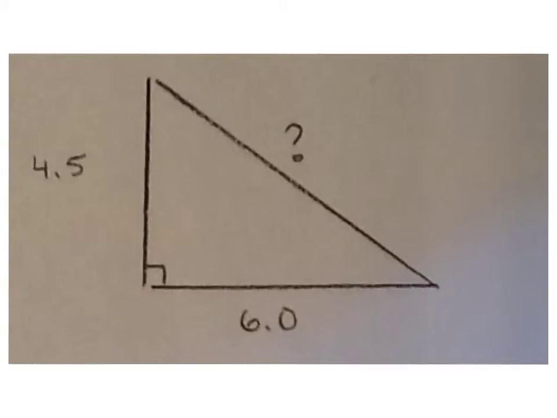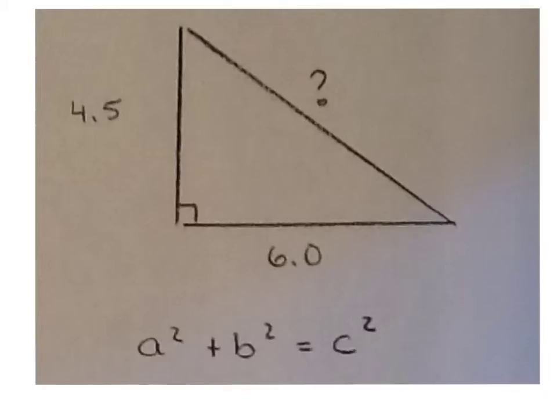So here we have a right-angled triangle, and of course we know it's a right-angled triangle because the right angle is marked. The two legs are marked as being 4.5 units and 6 units long. They're right here, one there and one there. This question would probably ask you to figure out how long the hypotenuse is, which is where I have the question mark right there.